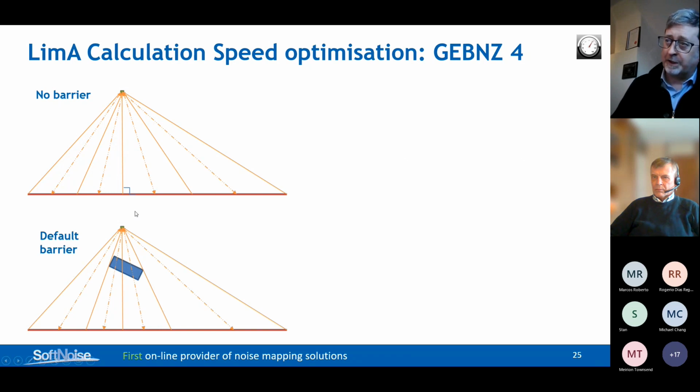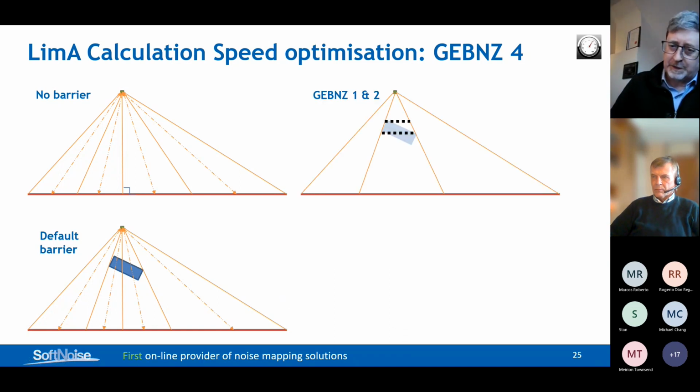When you put a barrier in there, then the segmentation changes. So you have this line now as a segment changing, and maybe you can see that the source points move slightly because the angles change.